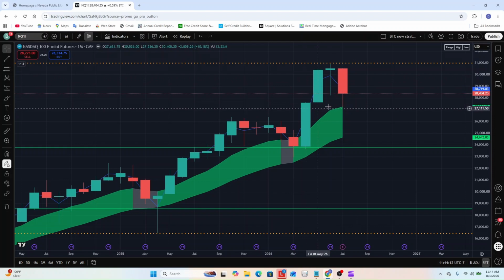Always remember that higher time frames overpower lower time frames. And what I mean by that is, plan your trading from a higher time frame, but you execute your trades on a lower time frame. Okay. All right. So this is a monthly chart.